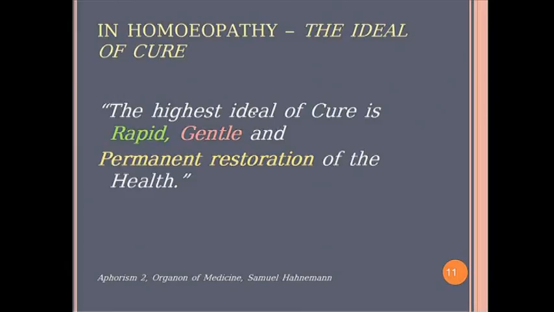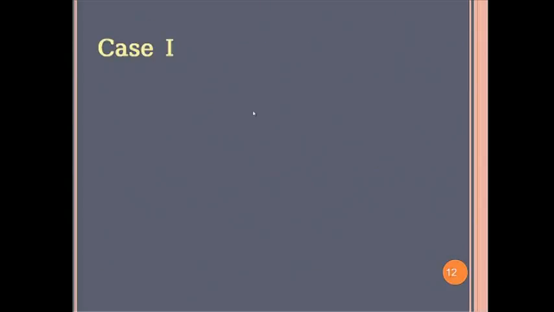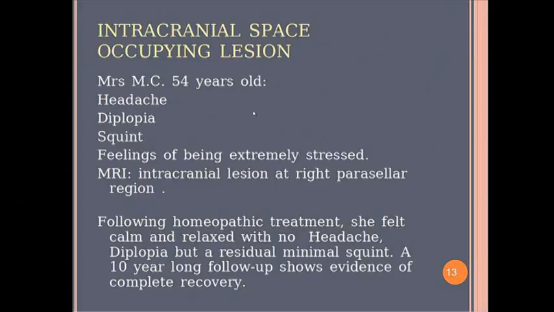To support this, I would demonstrate a few cases which required quick responses. So that's the first case, which is of Mrs. MC. She was aged 54 years. Under tremendous psychological stress, she developed headache, diplopia, squint. MRI showed a lesion in the right paracellular region.